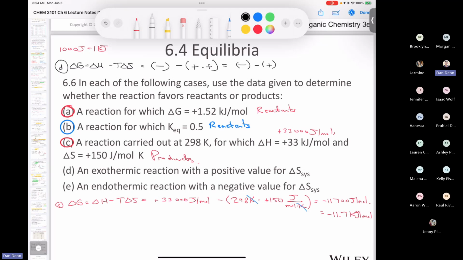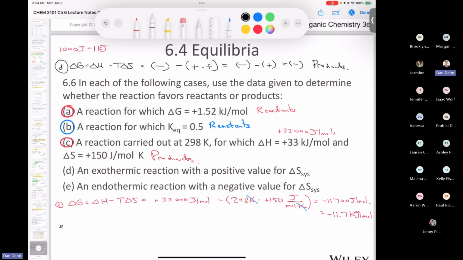So what do I end up with? If you take negative 2 and you subtract 2, you get negative 4. So you always get a negative number. So what's the answer? This is always going to favor the products. It's always going to be a spontaneous reaction. And let's try the last one.